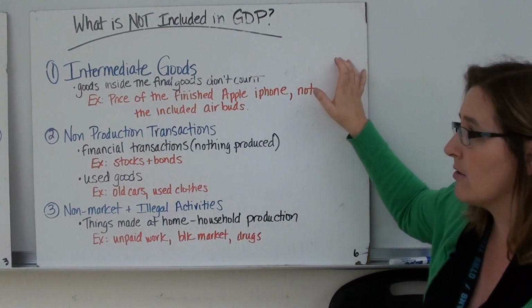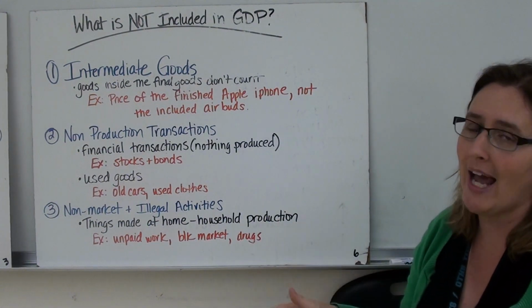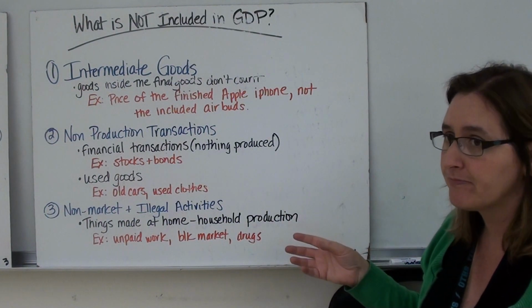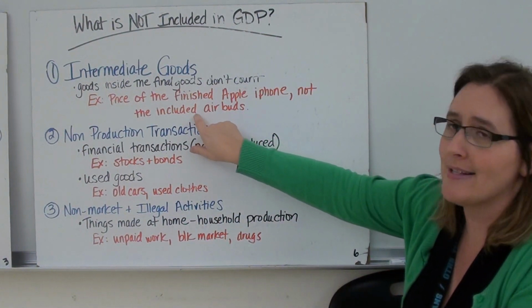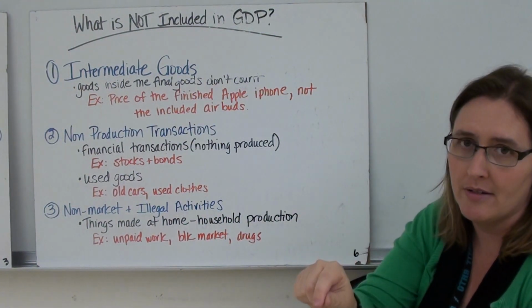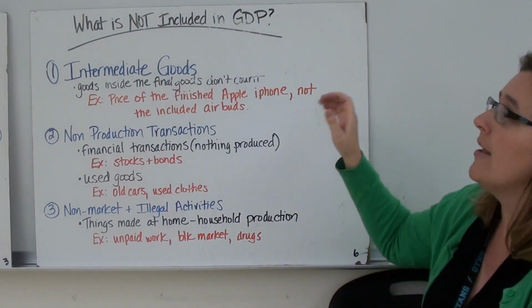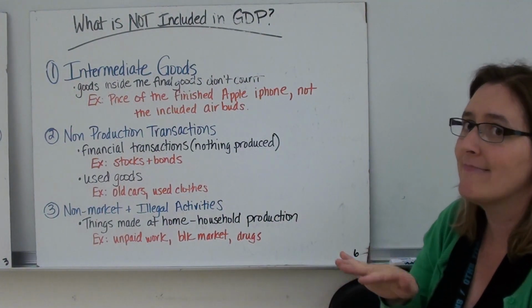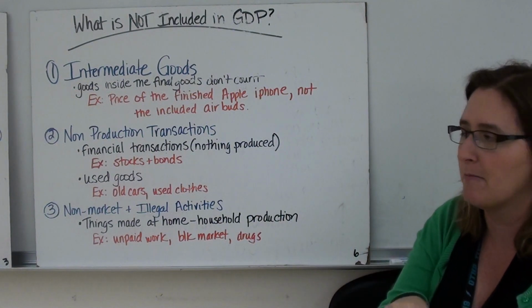So number 1 is intermediate goods. These are goods inside final goods that don't count. For example, the price of a finished Apple phone is part of GDP, but we don't include the price of those earbuds that are included. Now, if you go and buy earbuds later by themselves because you lost yours or whatever, that's fine. But the ones that are included in the box with the original Apple phone, that doesn't count as production because it's a part of the final good of the Apple phone.